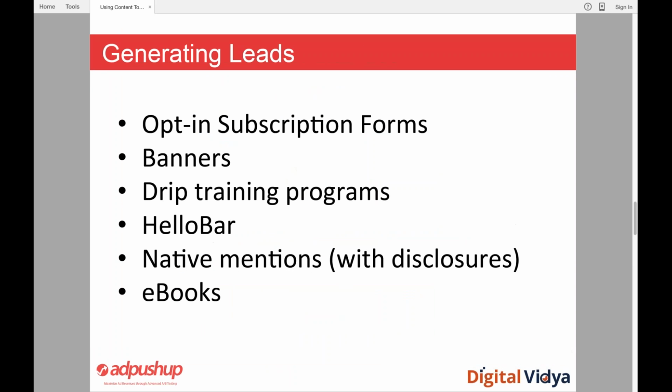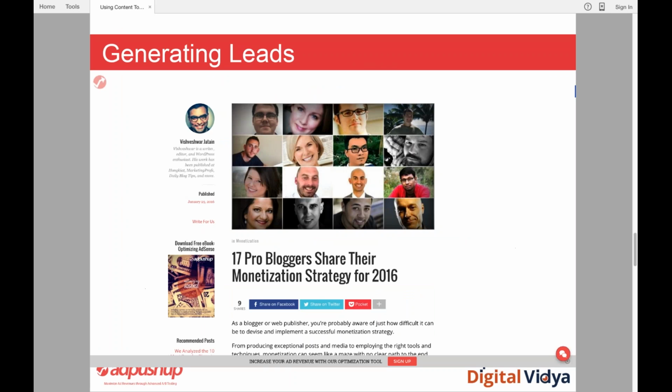Similarly, you could have the ebooks. We also have ebooks, as you can see here in this portion. We give users an option to download the ebooks, and once they fill in the opt-in form for it, as well as provide us their contact details, our sales team will review and qualify these leads, and then start working on them.